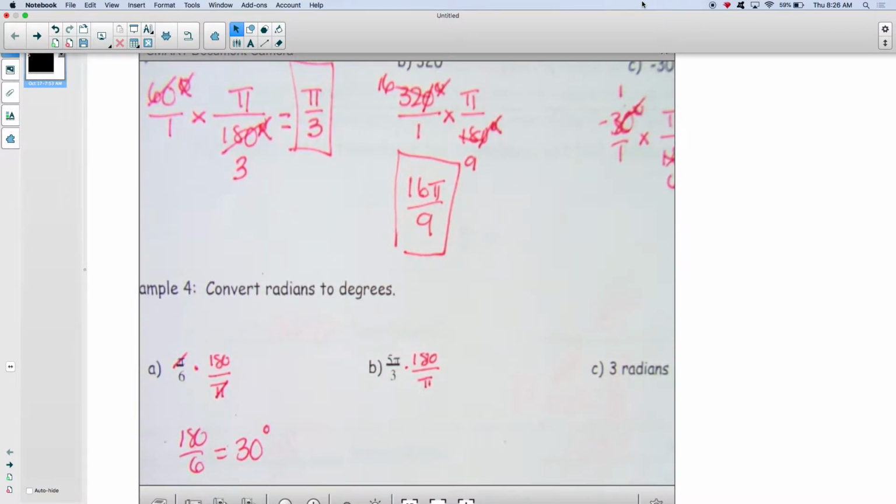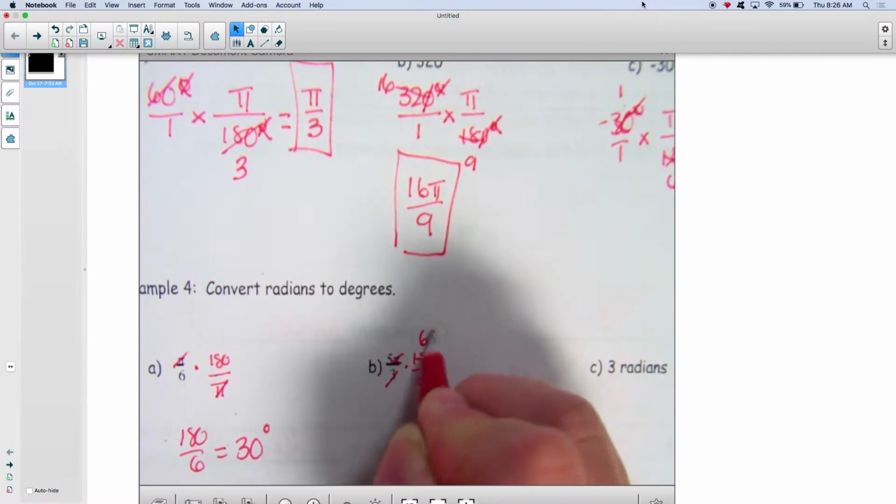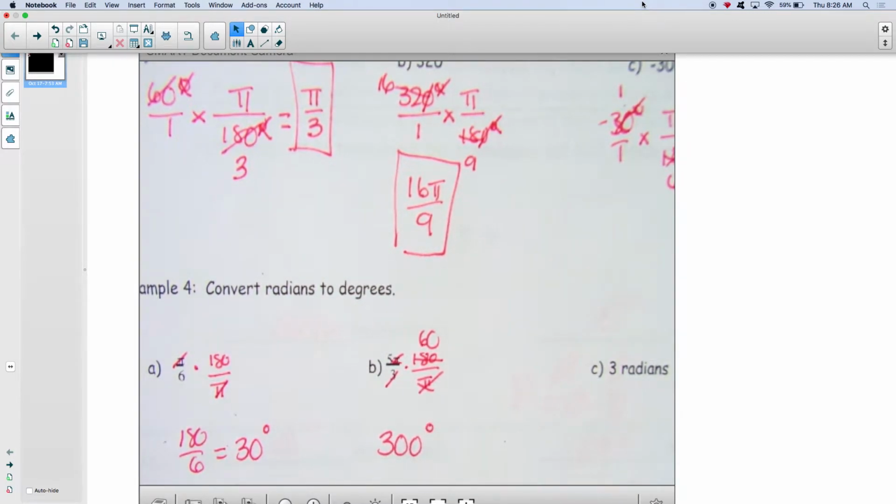So 5 pi over 3, I'm going to multiply by 180 over pi. Again, what happens with the pi's? They cancel. 3 goes into 180 60 times. So that gives us 300 degrees. That should be on your unit circle too.